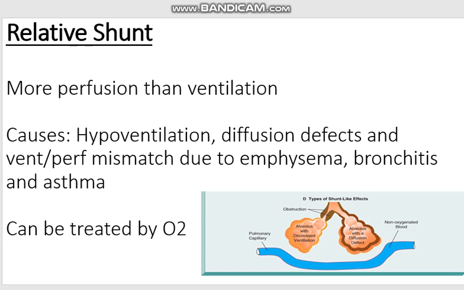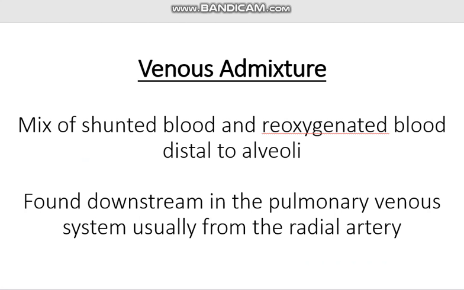A relative shunt is due to more perfusion than ventilation. Some causes of this are hypoventilation, diffusion defects, and a ventilation-perfusion mismatch due to emphysema, bronchitis, and asthma. Relative shunts can be treated by O2. A venous admixture is a mix of shunted blood and reoxygenated blood distal to the alveoli. It is found downstream in the pulmonary venous system and is usually drawn from the radial artery.